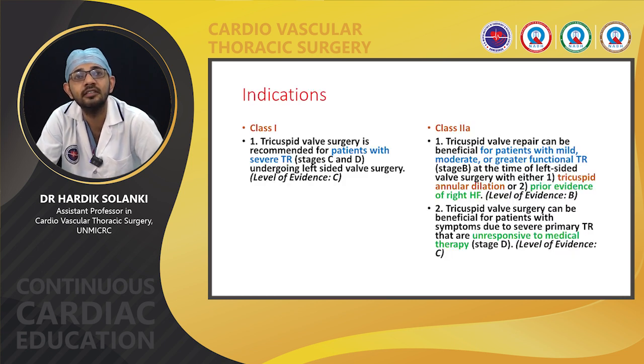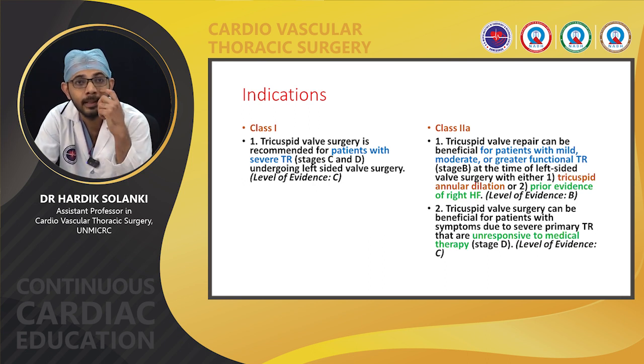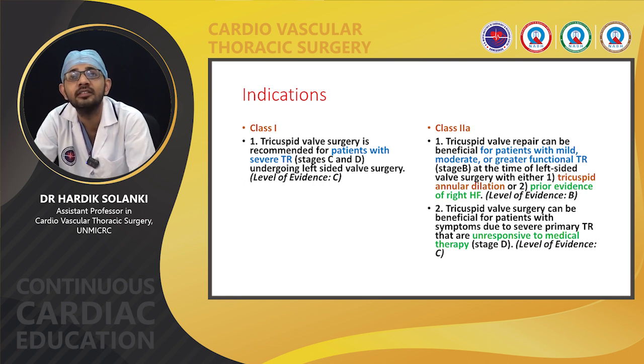Indication of the surgery. The class 1 indication is tricuspid valve surgery is recommended for patients with severe tricuspid regurgitation, means asymptomatic severe TR and symptomatic severe TR, in patients who are undergoing left-sided valve surgery. The level of evidence C.